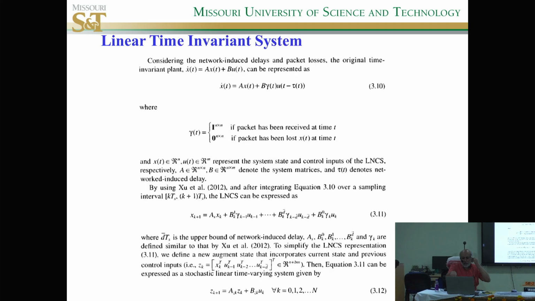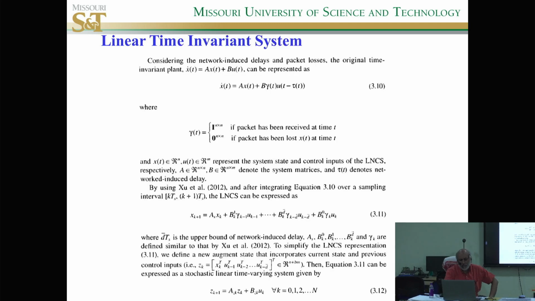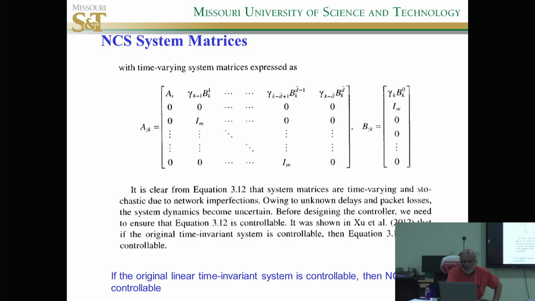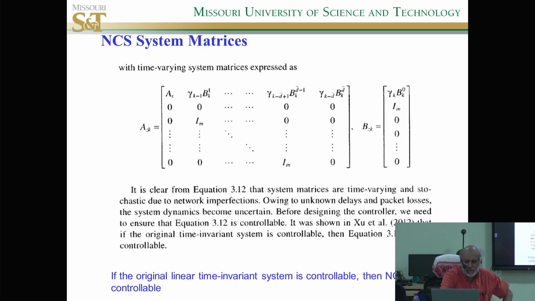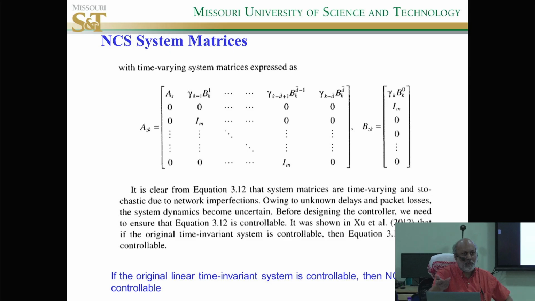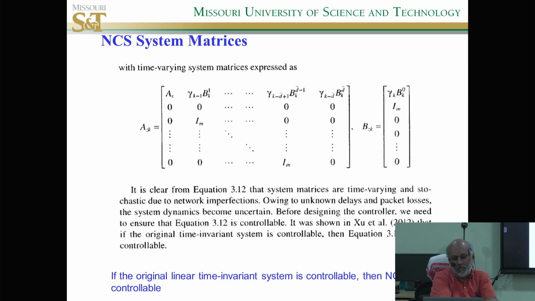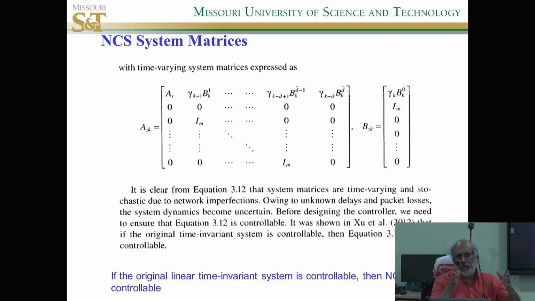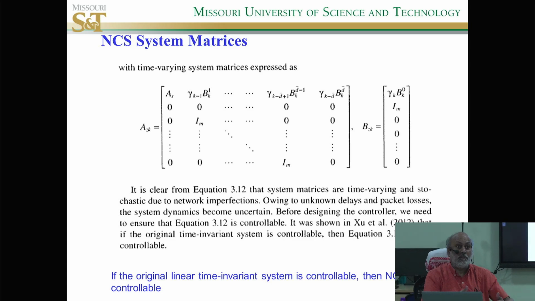So then you derive the dynamics. We have seen this. Okay, and then you get that A_zk and B_zk, and you can see that A_zk has got that packet loss and then the delay. So we have seen this equation. Okay, and I also told you, if the original system is observable and controllable, then the networked control system is also observable and controllable.